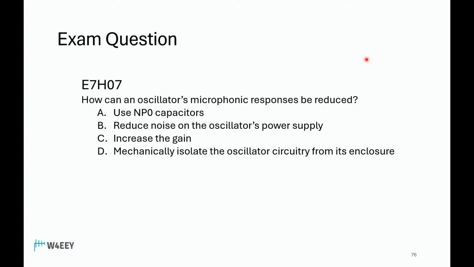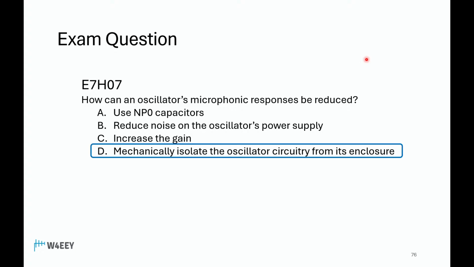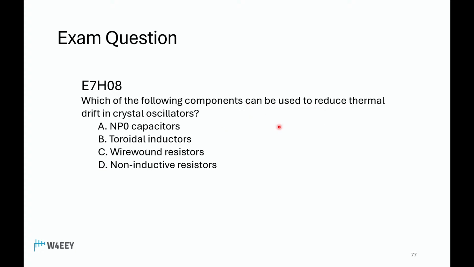It is Delta, okay. Now microphonics are due to mechanical vibrations. Using NPO capacitors, negative, positive, zero, stops thermal drift, but they're asking about microphonics here. Speaking of which, which of the following components can be used to reduce the thermal drift in crystal oscillators? A, Alpha, NPO, negative, positive, zero capacitors.